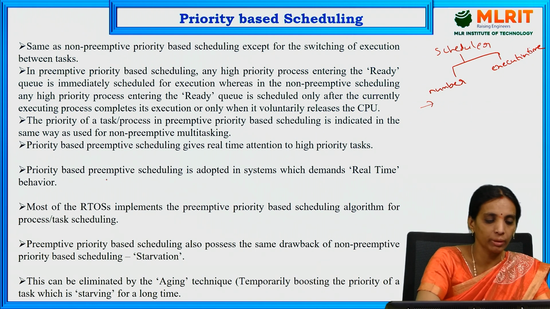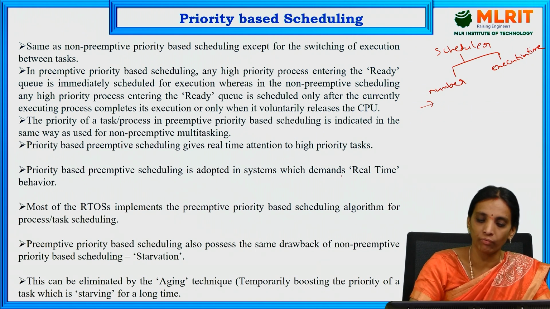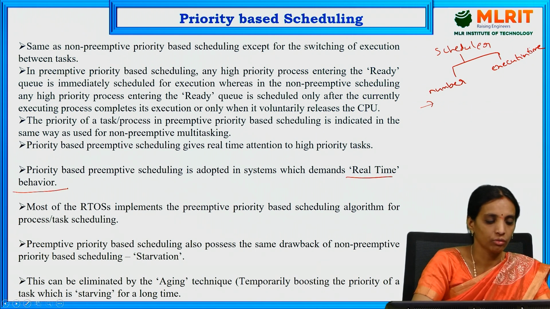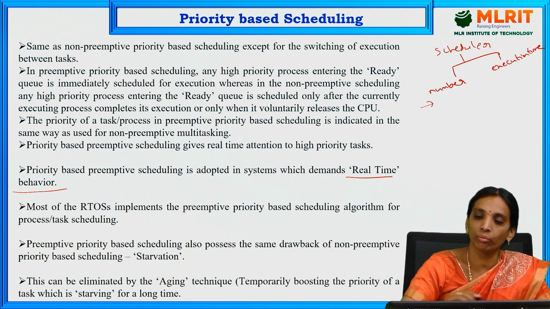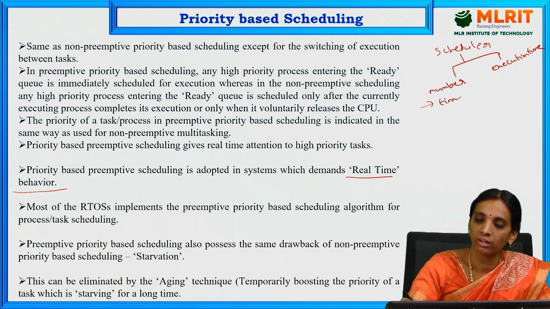So this priority based preemptive scheduling is adopted for real-time systems. Because for real-time systems, we need to consider the time critical behavior, which is deterministic behavior.